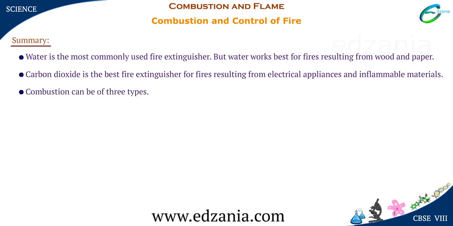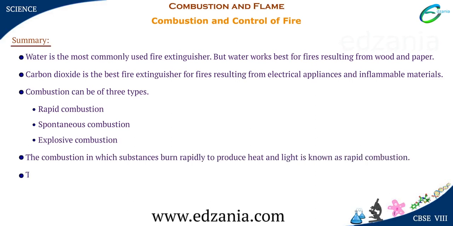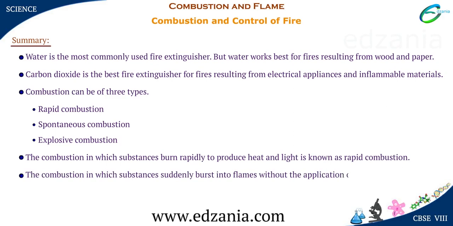Combustion can be of three types: rapid combustion, spontaneous combustion, explosive combustion. The combustion in which substances burn rapidly to produce heat and light is known as rapid combustion. The combustion in which substances suddenly burst into flames without the application of heat is called spontaneous combustion.